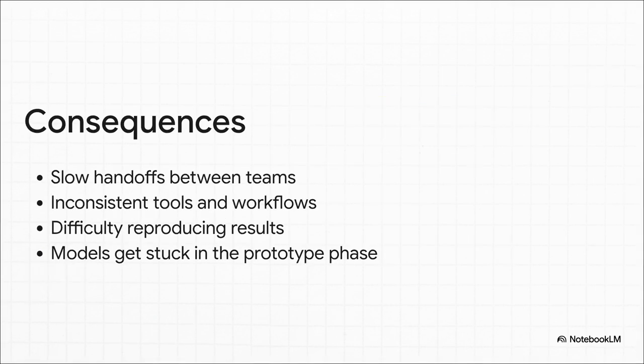And this fragmentation has real, painful consequences. Those handoffs between teams become massive bottlenecks. A model that works perfectly on a data scientist's laptop suddenly breaks when it hits the production environment because the tools are totally different. And all of this leads to the most common failure in AI, the prototype graveyard, which is where brilliant, promising models go to die before a single user ever gets to see them.